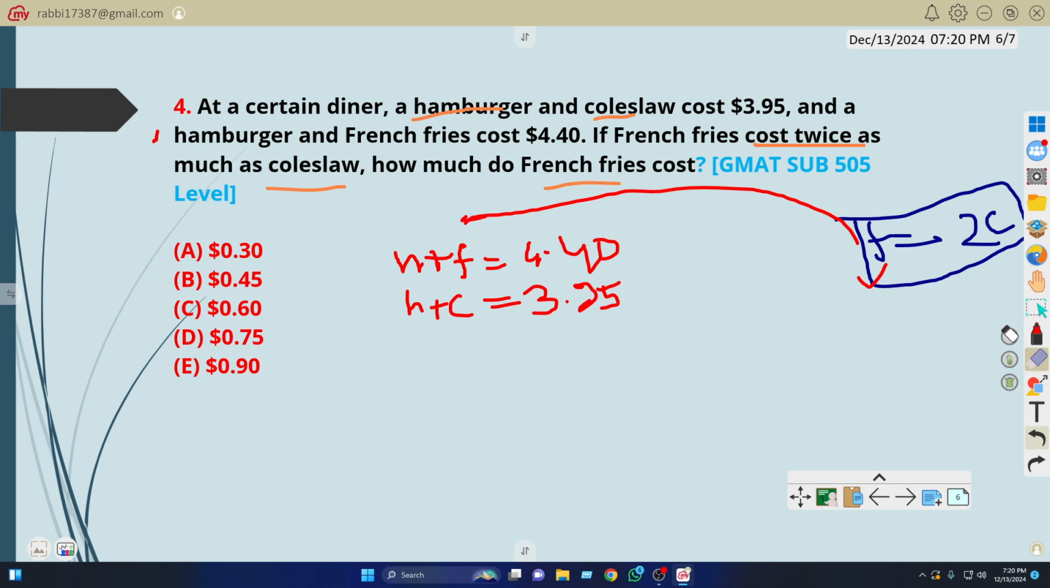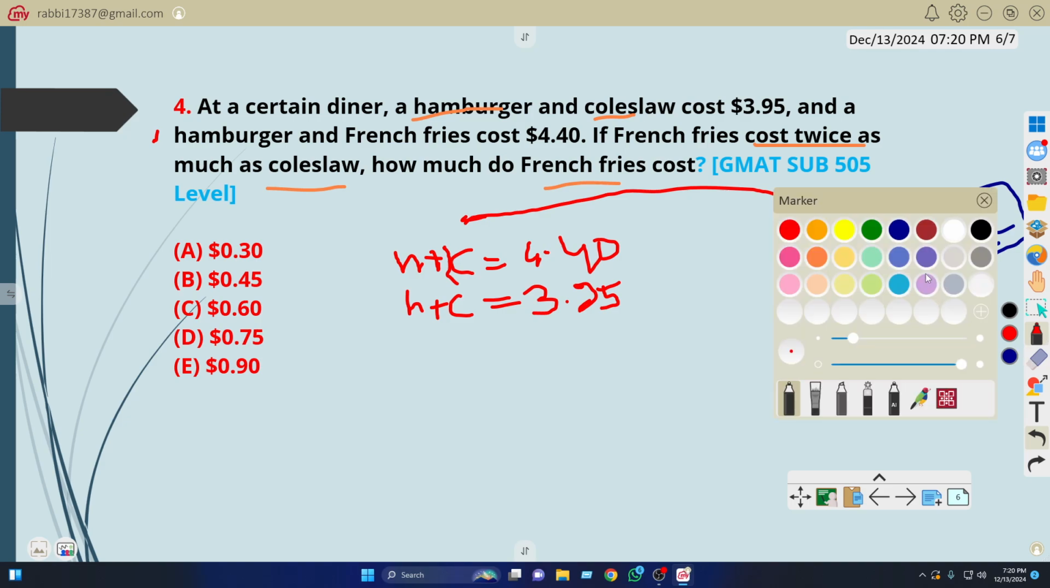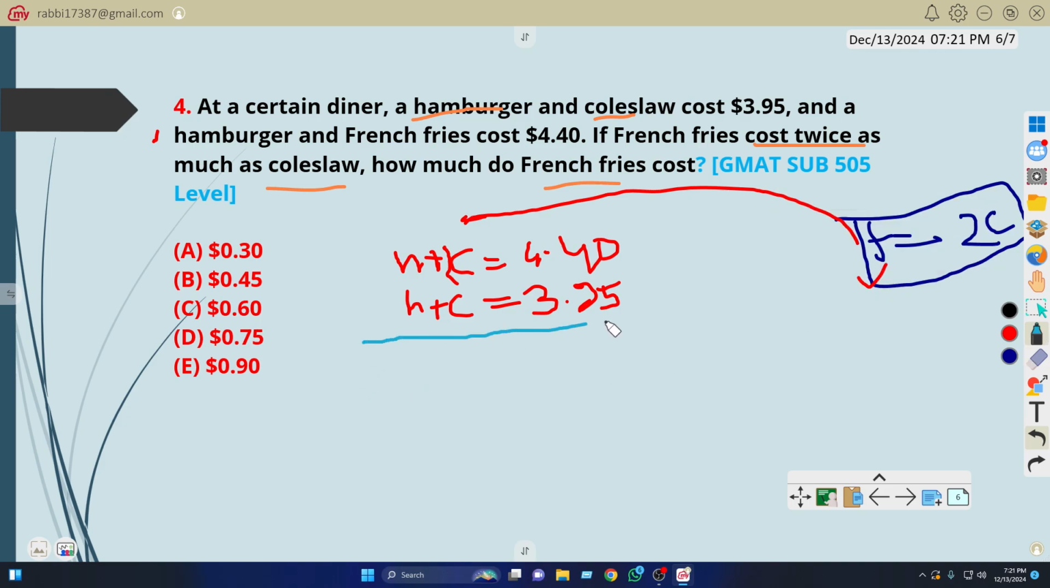We can use the eraser. We put the value F is equal to 2C. The equation is already solved. This is equation number 1 and this is equation number 2, and 1 minus 2. Then the sign should be changed: minus minus and minus, so plus and minus. 2C minus C is only C present there.